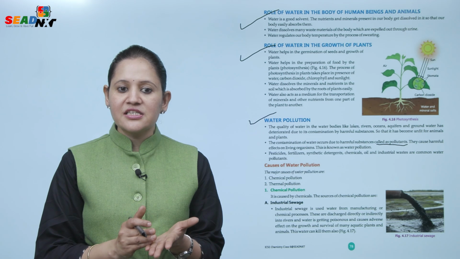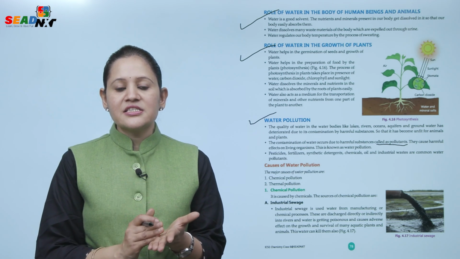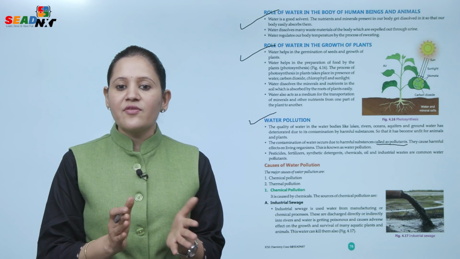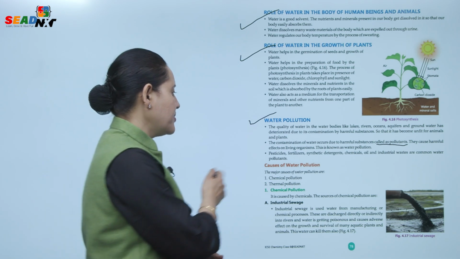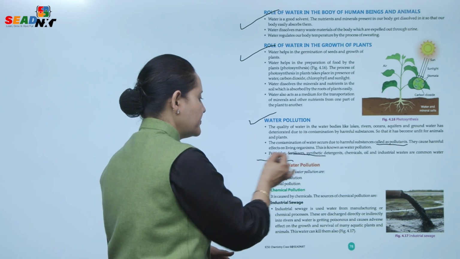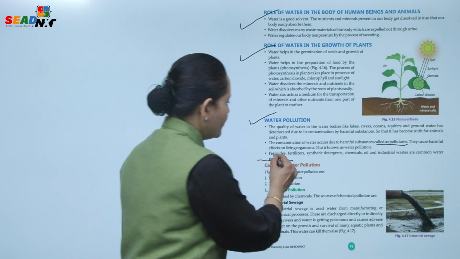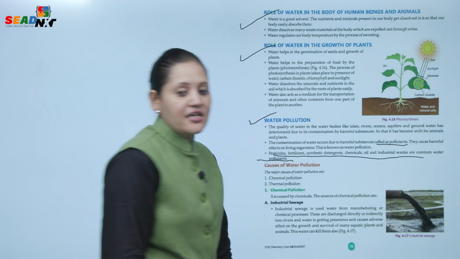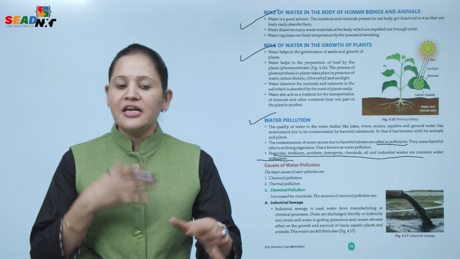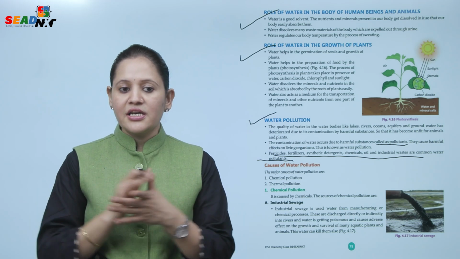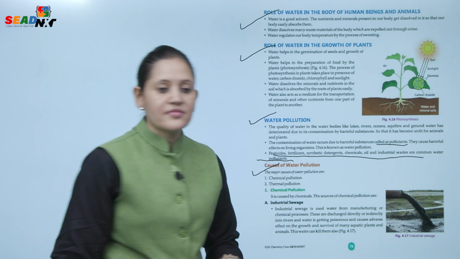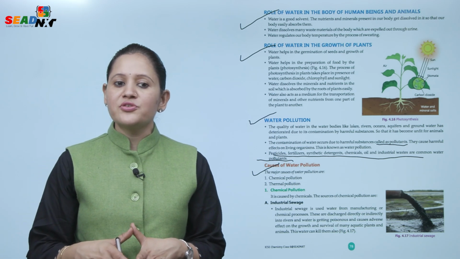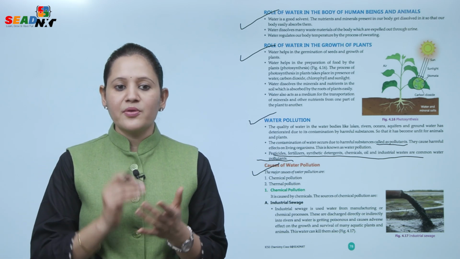Pesticides, fertilizers, synthetic detergents, chemicals, oil and industrial waste are the common water pollutants. All these things, if they get mixed with the water, may pollute the water. Next is causes of water pollution. The major causes of water pollution are chemical pollution and thermal pollution.